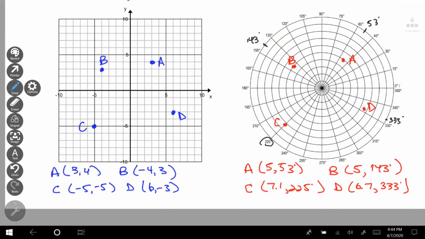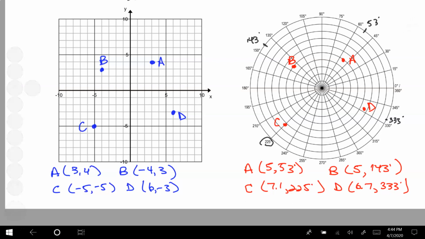Okay, now I graph all the points, A, B, C, D, in both Cartesian and polar coordinates. Obviously, the Cartesian is very easy. A, B, C, D. There's no other way to name them, and there you go. The polar is a little bit more work, especially since you have to guess where the angles are a little bit. 53 degrees, 143 degrees, 333 degrees. You have to kind of ballpark it a little bit.